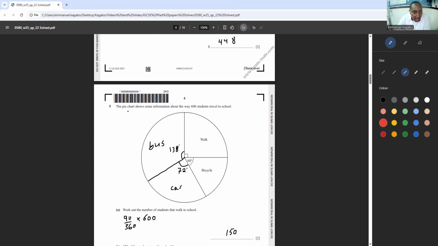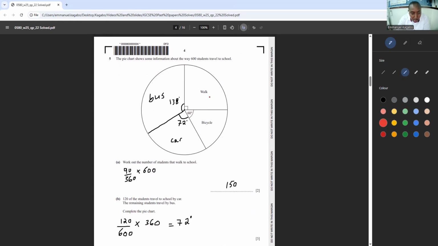Question 5. The pie chart shows some information about the way 600 students travel to school. Some walk to school, some go by bicycle, others go by car, and others go by bus. The information is given here, but let me go through the question. What does this mean, guys? It means 90 degrees. Work out the number of students that walk to school. So that would be 90.